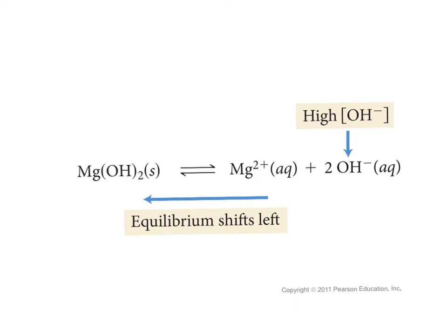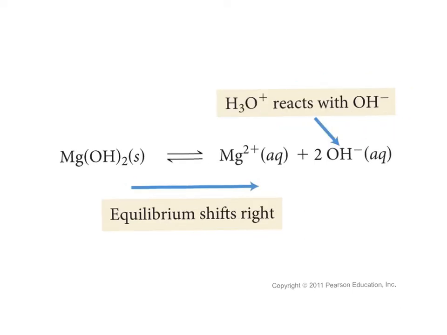So remember back to that pH discussion we had. As you increase the OH minus, you shift the equilibrium to the left and you begin to precipitate the MgOH2. On the other hand, you could decrease the amount of OH minus by adding H3O plus, and that would result in shifting to the right. So this is that pH adjustment that we talked about earlier.